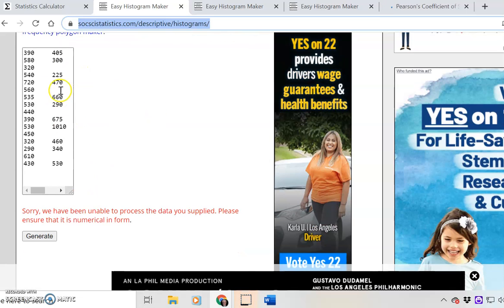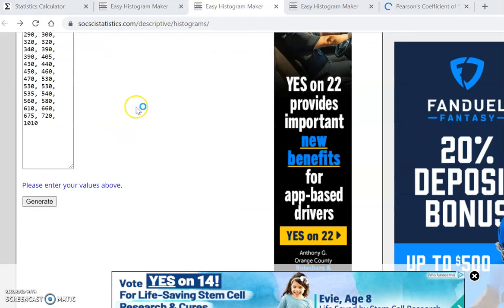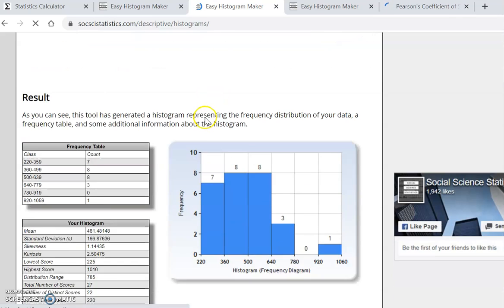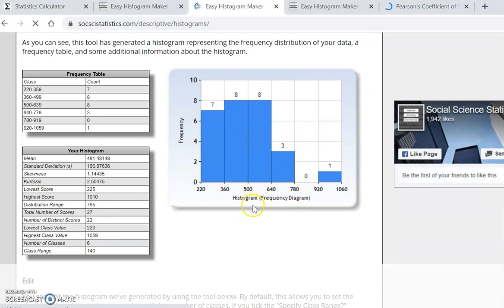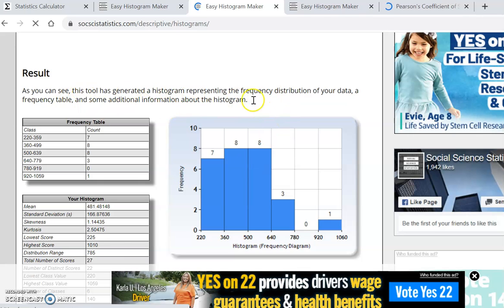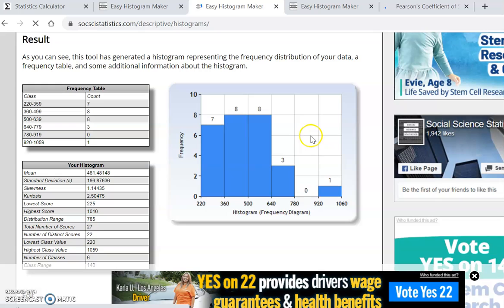Here we go. Here's the data. Oh, wait a minute. Let me try this again. Give me a second. Okay, I did it again. Here's the data. I hit generate, and here's my histogram. As you can see, the tool has generated a histogram.